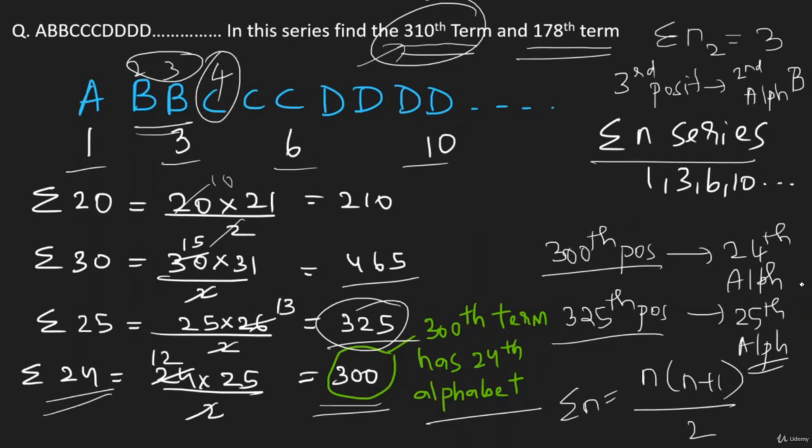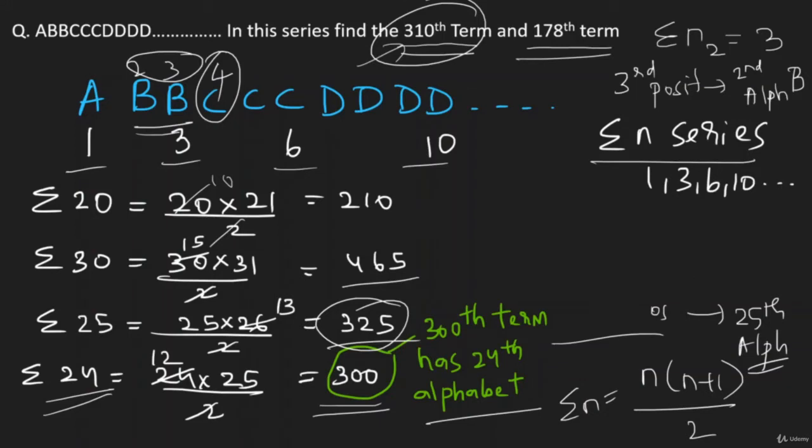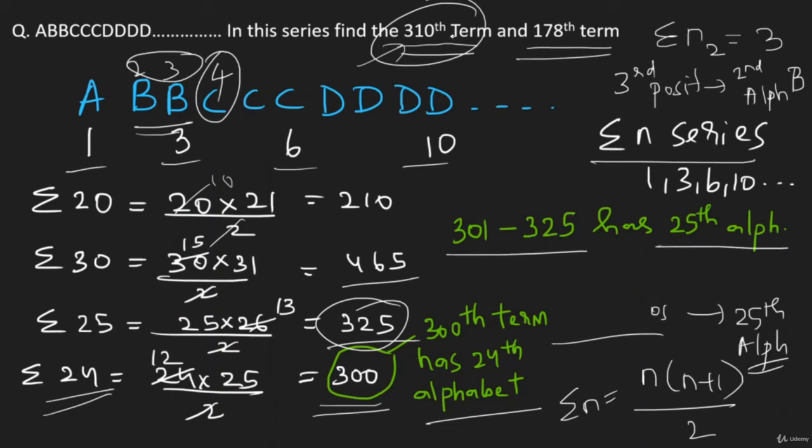In a similar manner, you can see that over here the positions from 301 till 325 have the 25th alphabet, right? And our question over here, we have 310. We can see 310 is between 301 and 325. Therefore, over here you will have the alphabet Y, and Y is the 25th alphabet.